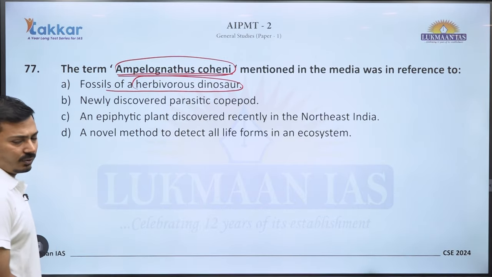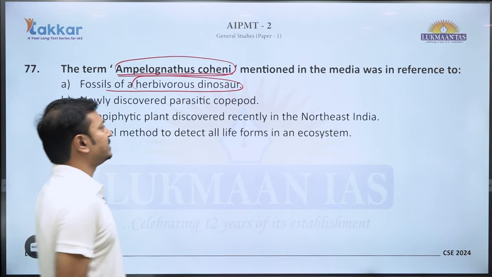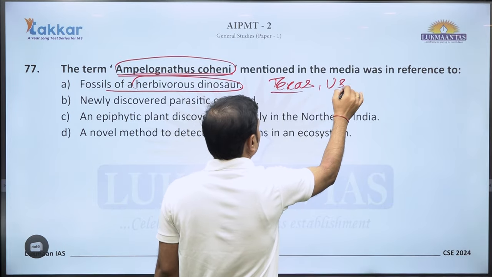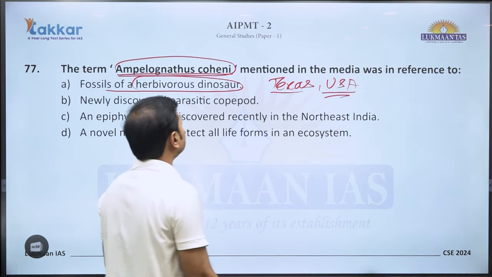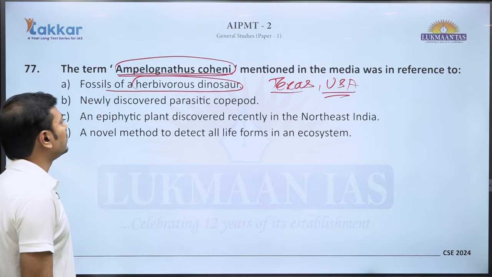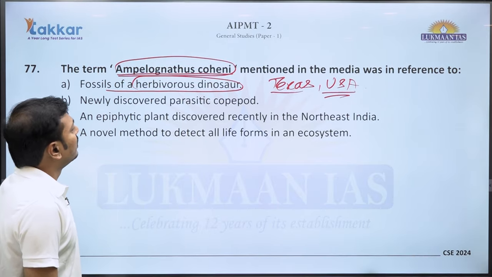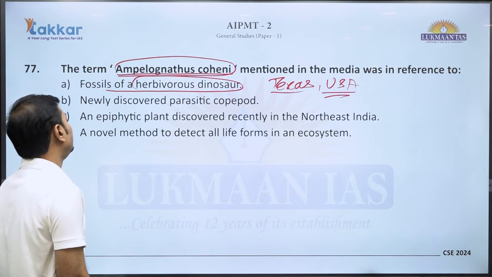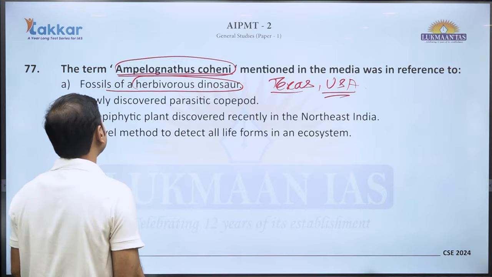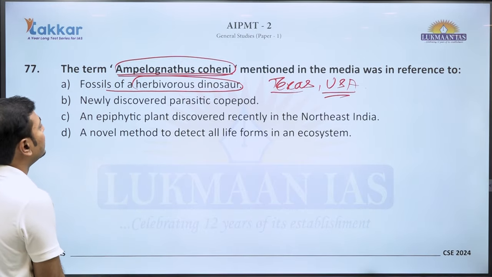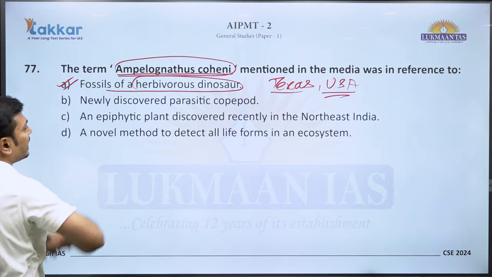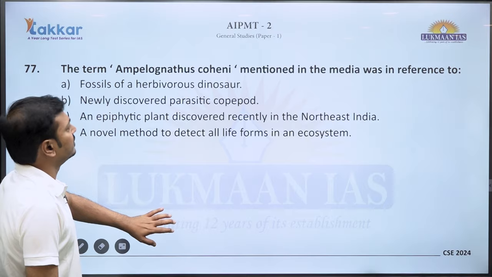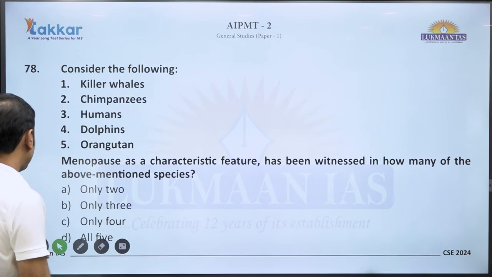ठीक है, तो क्यों न्यूज में था? Recently, in Texas, USA, the fossils of this new species of herbivorous dinosaur, okay, newly discovered fossils of that particular species have been found in Texas, USA. So that's why it was in news. A is the correct answer. Okay, again species based question, but it is in news. A is the correct answer. Fine. Now this is unique.